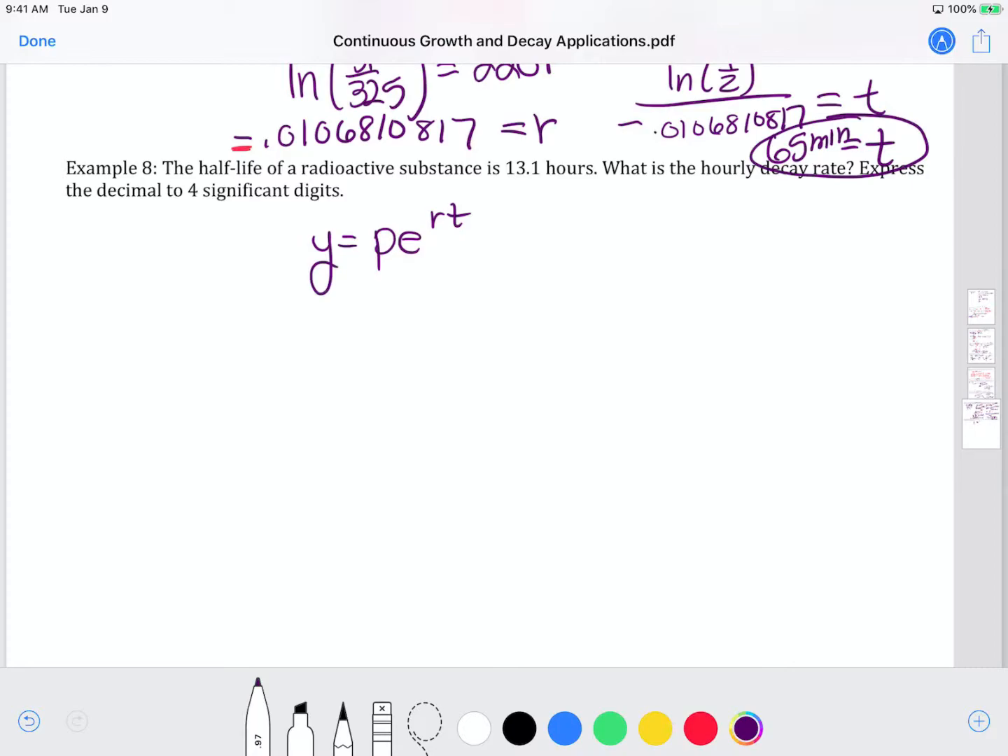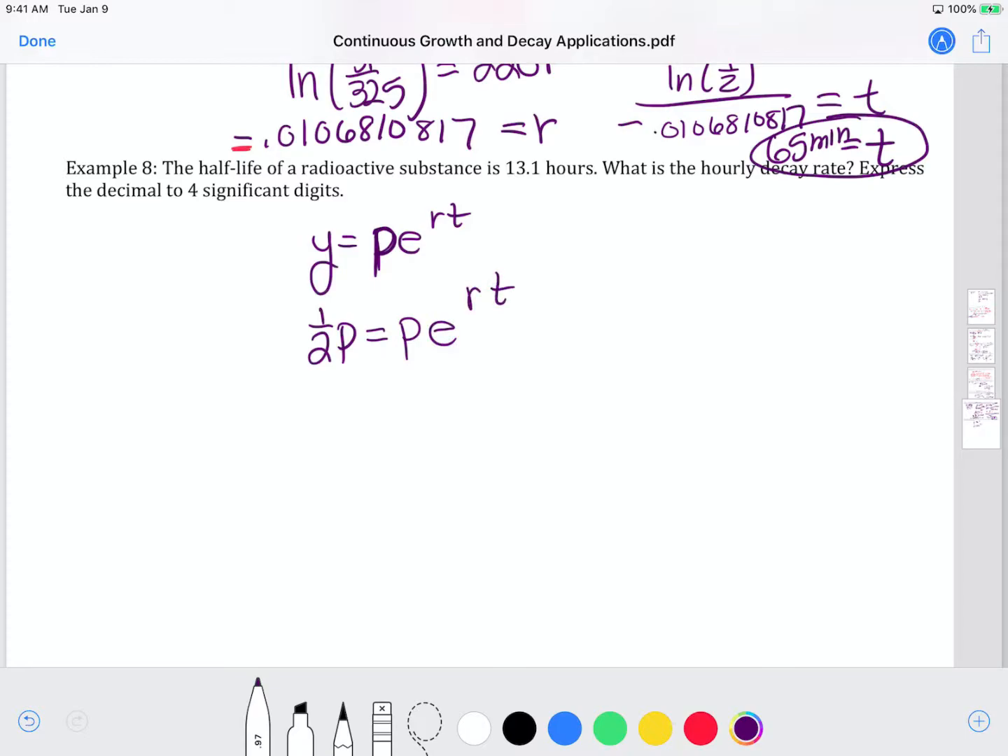Notice that they didn't tell us in the problem what we're starting with. We really actually don't need it because if I just say I'm starting generically with an amount called P, half of P would be half P. I don't even have to really know what that is.